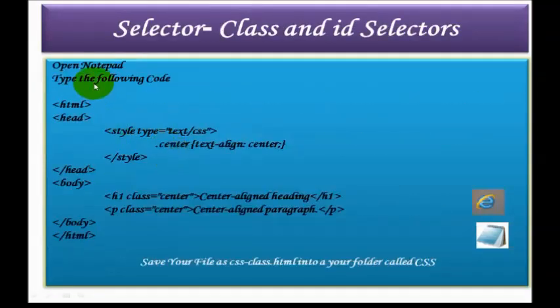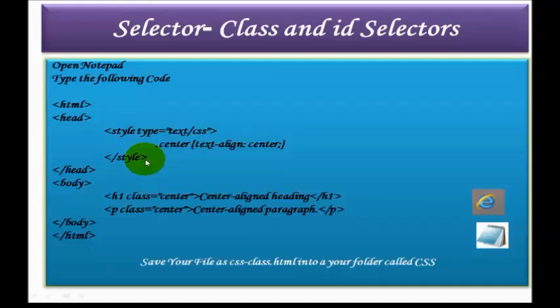So next comes the class as a selector. Again, you open a notepad and type the following code: HTML head. Inside the head you define the style. Style is a tag and you specify the type equal to text/css. Then .center. So what is this? This is nothing but a class. Anything which starts with a period or dot is called a class, and then comes your property and value, text-align and its value.